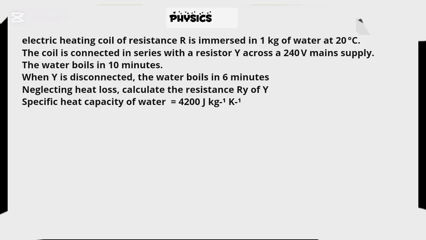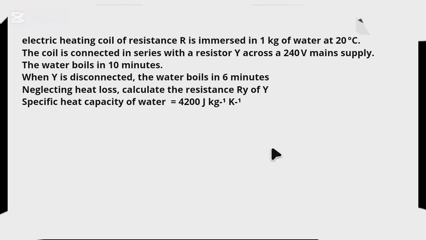An electric heating coil of resistance R is immersed in 1 kilogram of water at 20 degrees Celsius. The coil is connected in series with a resistor Y across a 240 volt main supply. The water boils in 10 minutes. When Y is disconnected, the water boils in 6 minutes. Neglecting heat loss, calculate the resistance Ry of Y. Take the specific heat capacity of water to be 4,200 joules per kilogram per Kelvin.